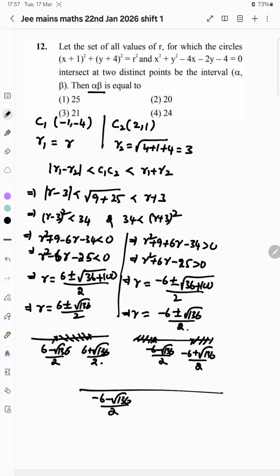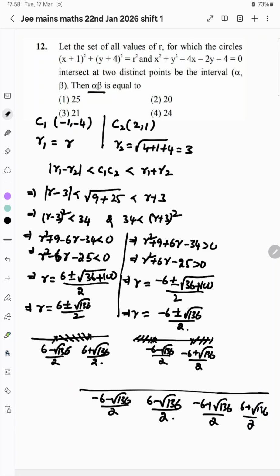So 6 minus a number between 11 and 12 is negative, and minus 6 plus a number between 11 and 12 is positive. Out of these two, which is the smallest one? So (6 - root 136)/2 is the smallest one. Next, (-6 + root 136)/2, and the biggest one is (6 + root 136)/2. Okay, right.